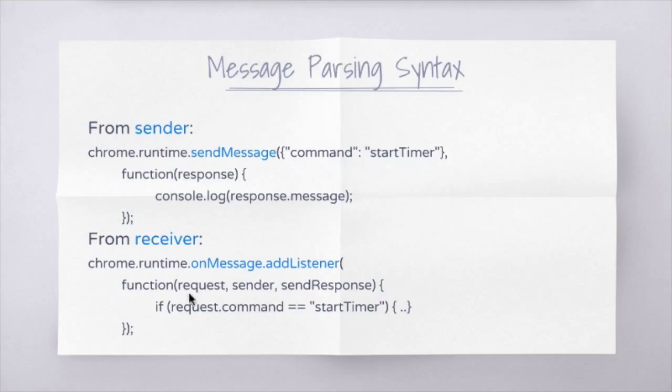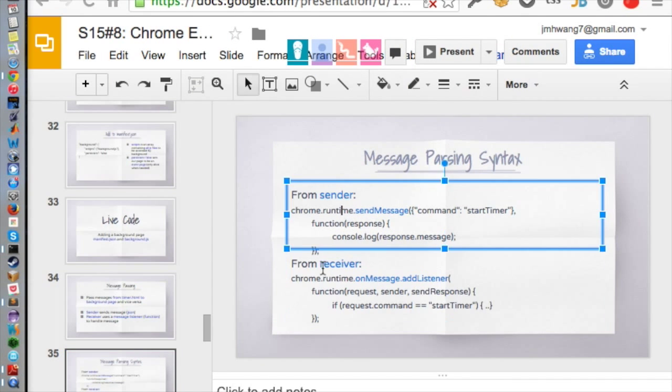So we're going to create a function, and the callback parameters are request, sender, and sendResponse. That's just given to us from the Chrome API. Since we said command is start timer, that's how we can distinguish between the messages that we send. So here we can check if request.command is triple equals to start timer, then do this code, right?